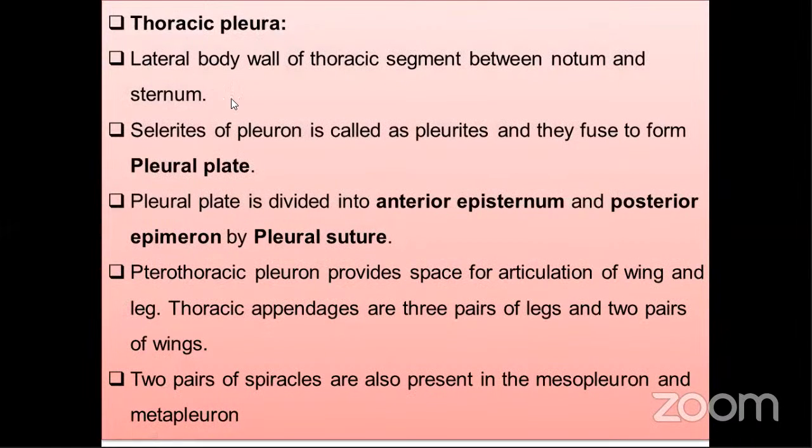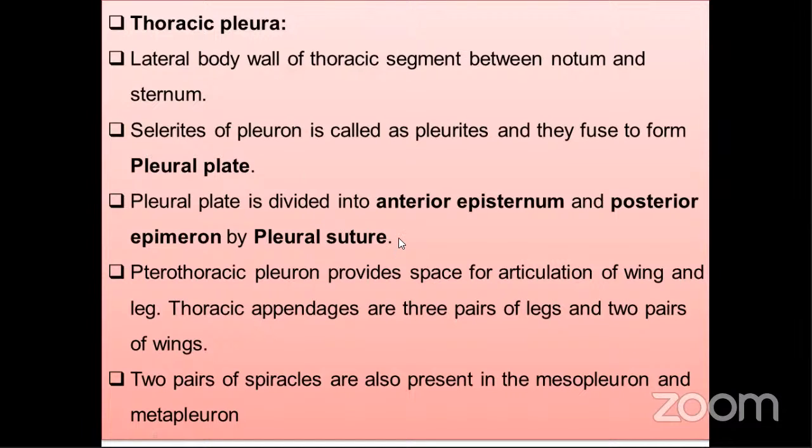Next, thoracic pleura, the lateral body wall. It is present between the tergum and sternum. The pleural plate is divided into anterior episternum and posterior epimeron by the pleural suture. Don't confuse them: eusternum and spinosternum come under sternum regions, but anterior episternum and posterior epimeron come under pleural regions only.